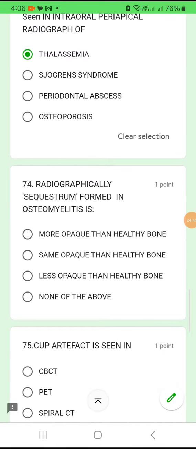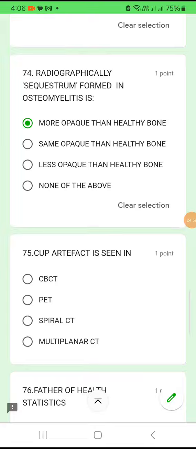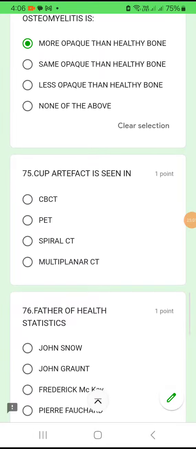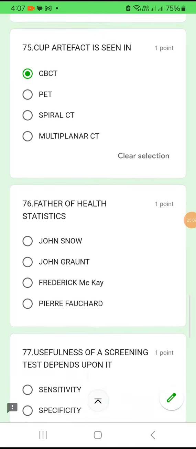Question number 74. Radiographically, sequestrum formed in osteomyelitis is more opaque or same opaque or less opaque? Sequestrum is the dead bone. Okay, it is seen as more blackish in color, so more opaque than healthy bone. Okay. Question number 75. Cup artifact is seen in CBCT or PET or spiral CT or multiplanar CT. Cup artifact is seen in CBCT, option A.